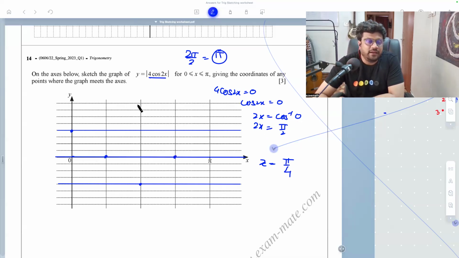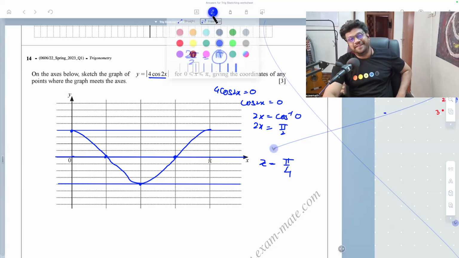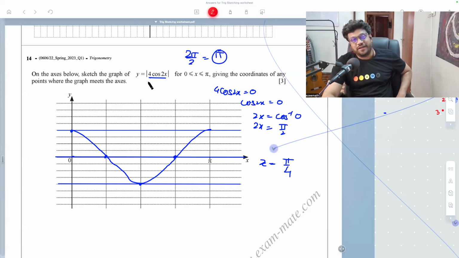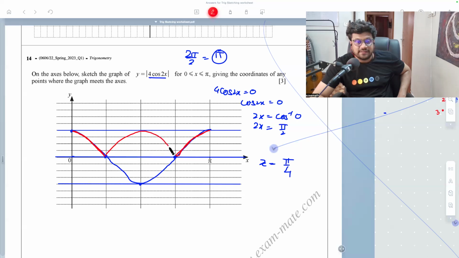And of course, it's going to be there. So I'll draw the curve in blue. It goes like that and then goes back up. But the thing is, 4 cos of 2x is not what I'm supposed to do. I'm supposed to do the mod of it. In that case, I'll take the part which is above the x-axis as it is, these two. And the part which is below the x-axis, I'm simply going to reflect it about the x-axis. And there, the one in red is the curve that is actually going to count.